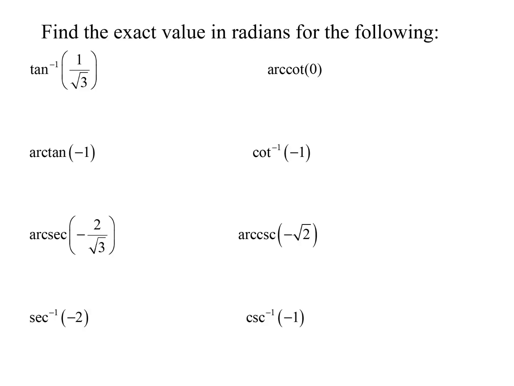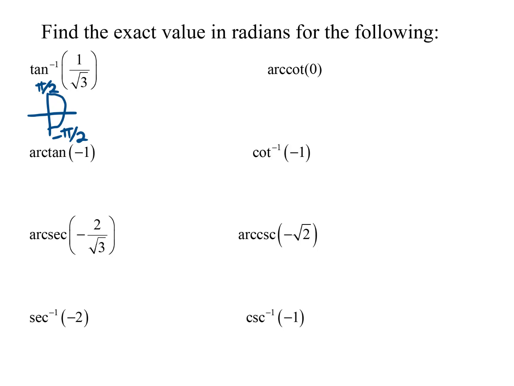Here we want to find the exact value in radians of these inverse trig functions. The first one, we have the inverse tangent of 1 over square root 3. So remember our restriction for inverse tangent, we need to get out an angle that is on the right half of the circle between negative pi halves and pi halves. Since this is positive, I know I'm in quadrant 1.